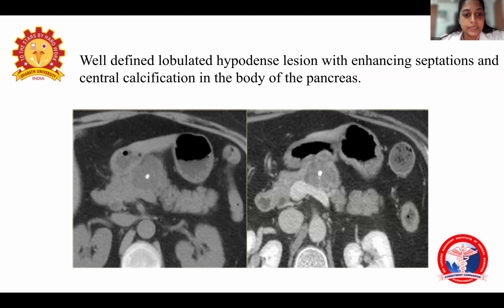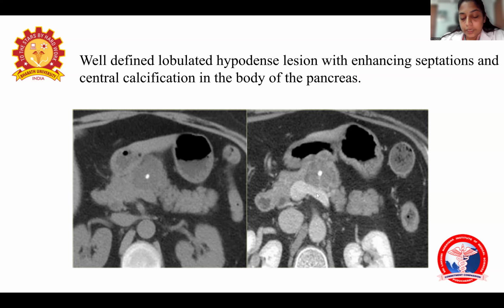Here again is a CT image which you can prominently see. This is a plain and this is a contrast image. You can see that there is a cystic lesion in the body of the pancreas where you can see that there is a central calcification here.